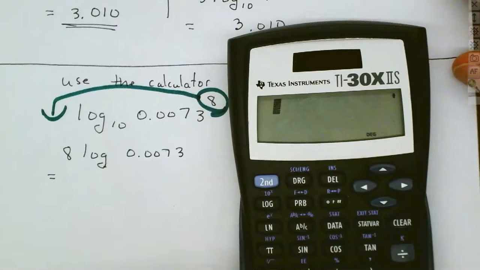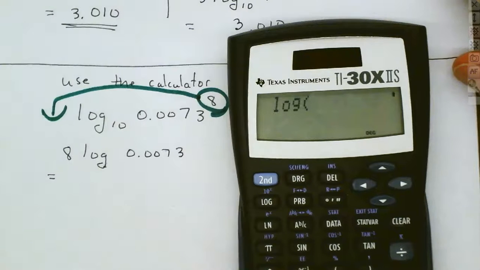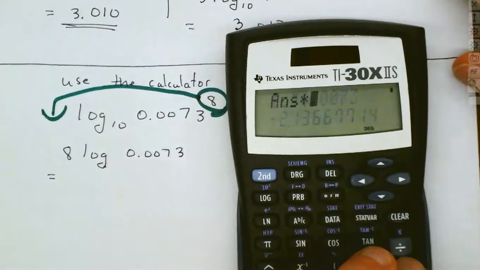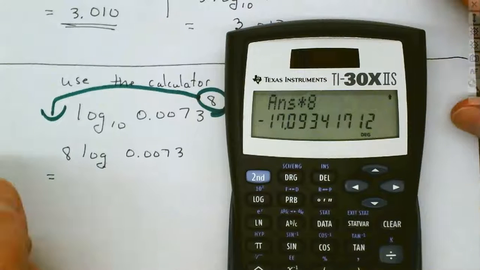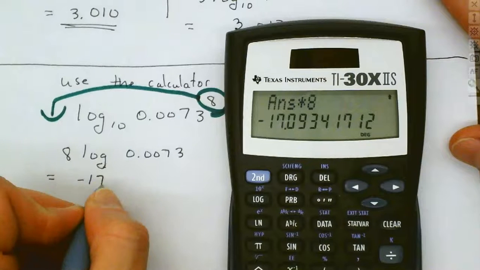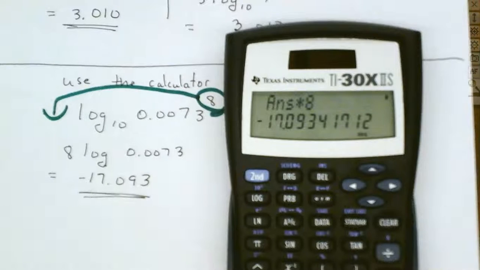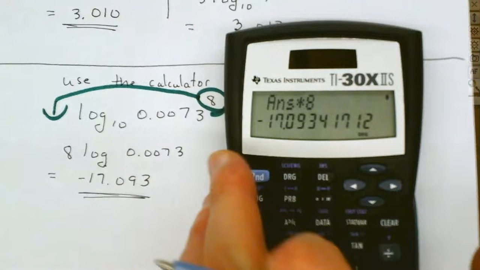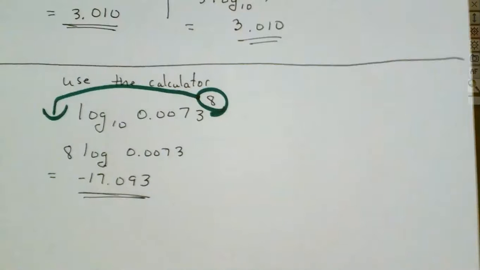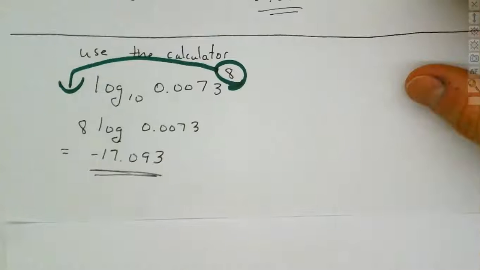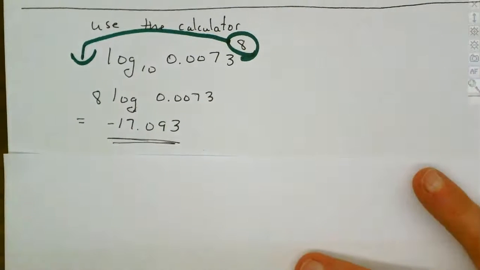Well, let's try it. We need the log of 0.0073, and then we'll multiply that by 8. And that comes out to be a minus 17.093. Let's do one more like this, and then I'll give you a different one, where the log is up top as a power. So let's do one more. We'll use the calculator like this.